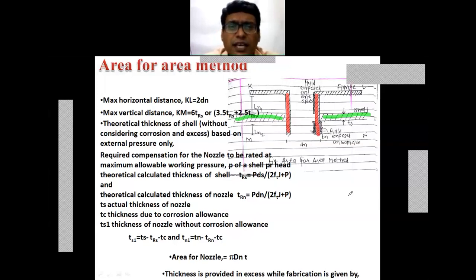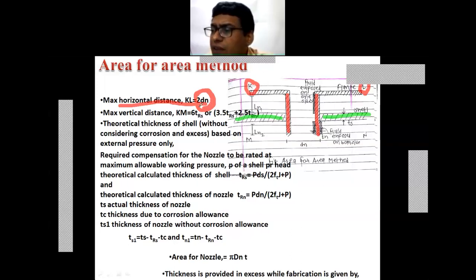The maximum horizontal distance is KL. This is the K and this is the L. The maximum horizontal distance should be 2 times the nozzle diameter. That is the self compensation limit. The maximum horizontal distance limit is twice the diameter of the nozzle. This is one of the requirements for self compensation.